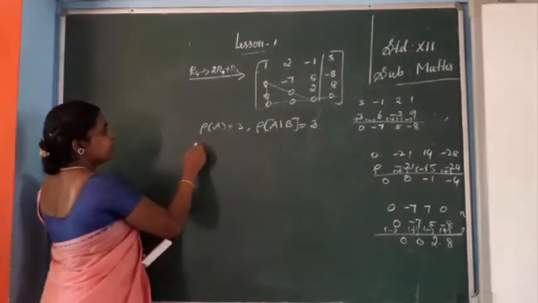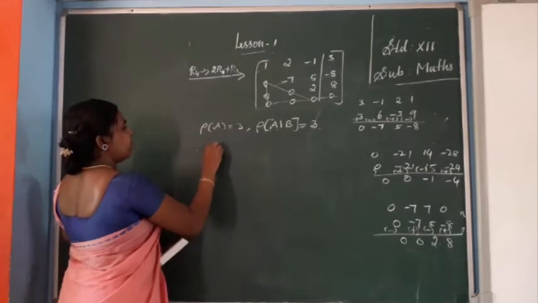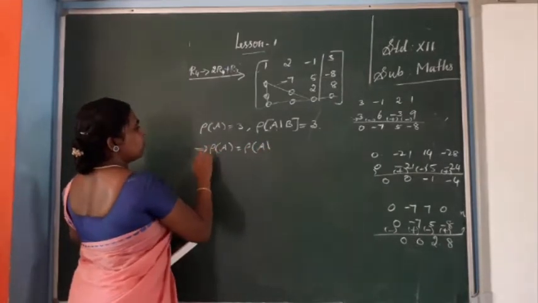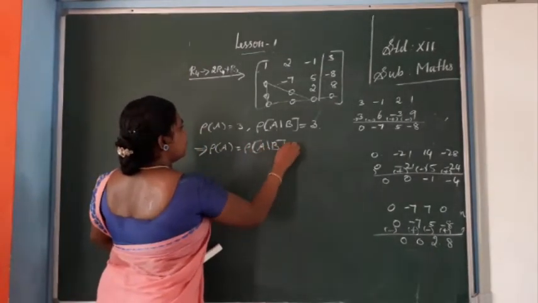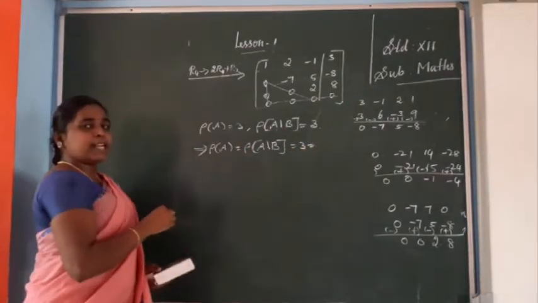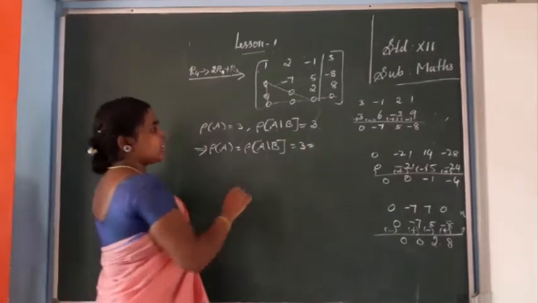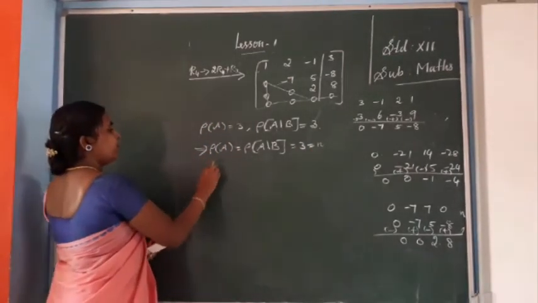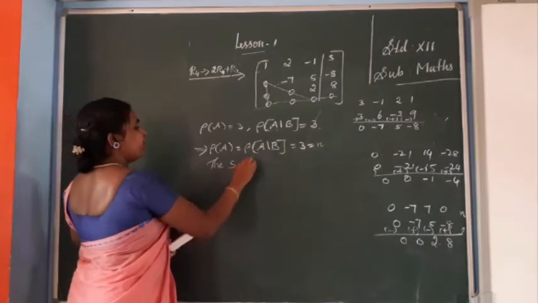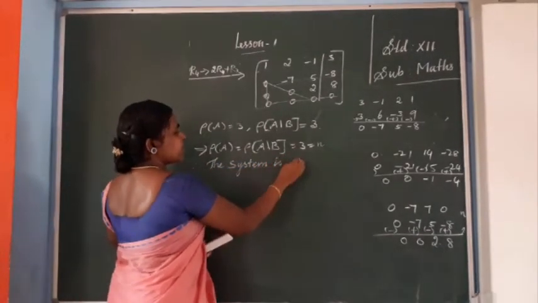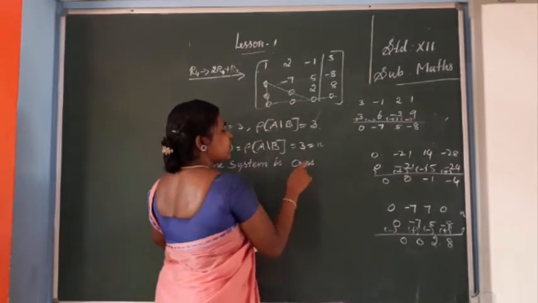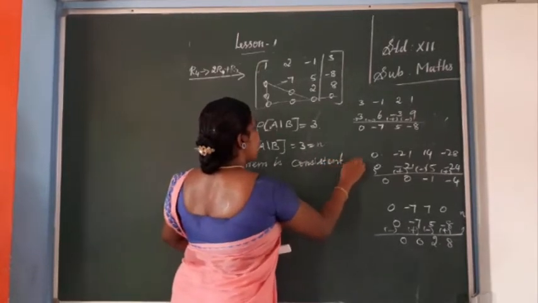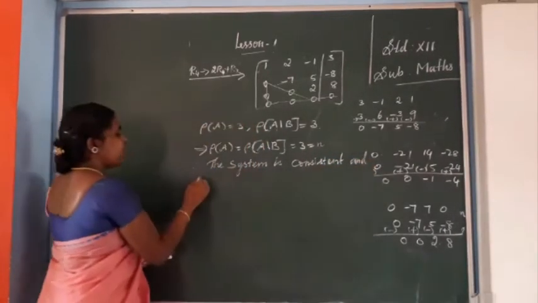Then we can write: therefore, rank of A equals rank of AB equals 3, equal to the number of unknowns. The unknowns are X, Y and Z, so that is 3 only, equal to the number of unknowns. Therefore, the system is consistent. Important, because your question is to test for consistency. So the system is consistent and has a unique solution.